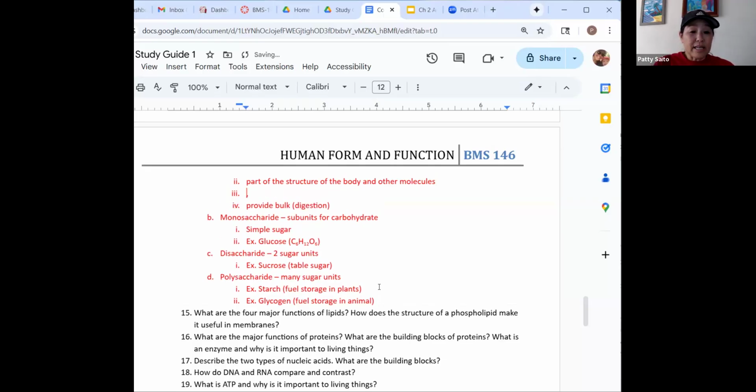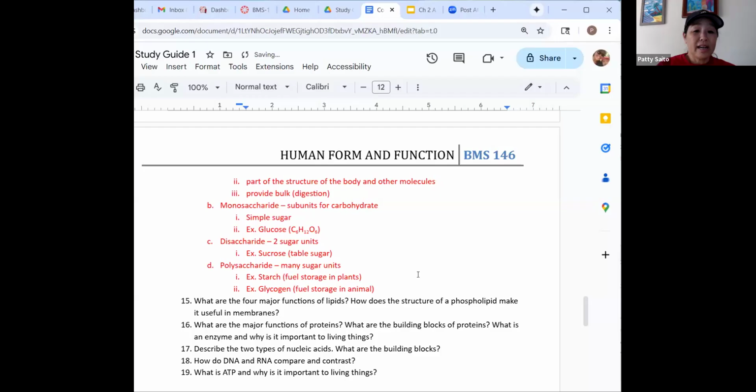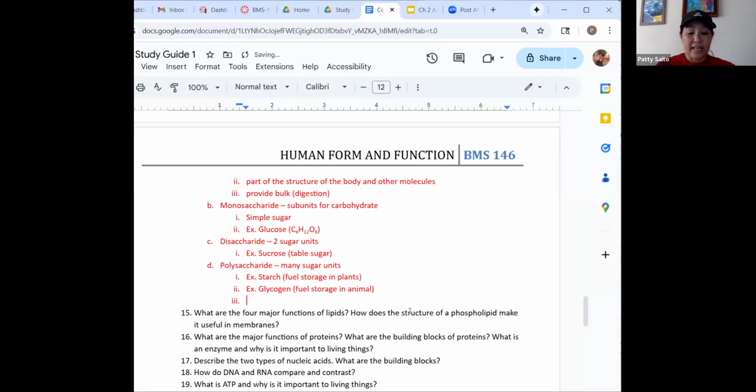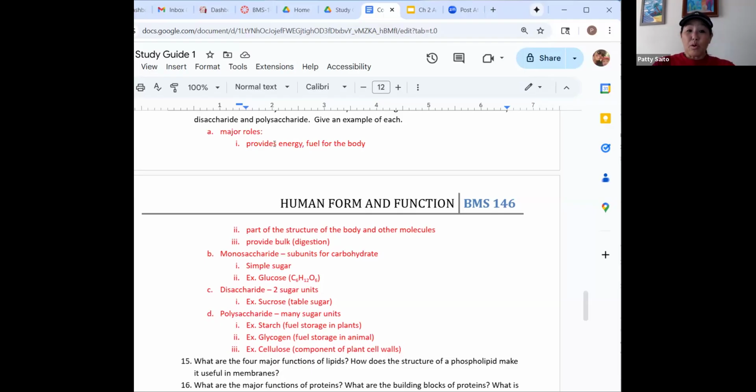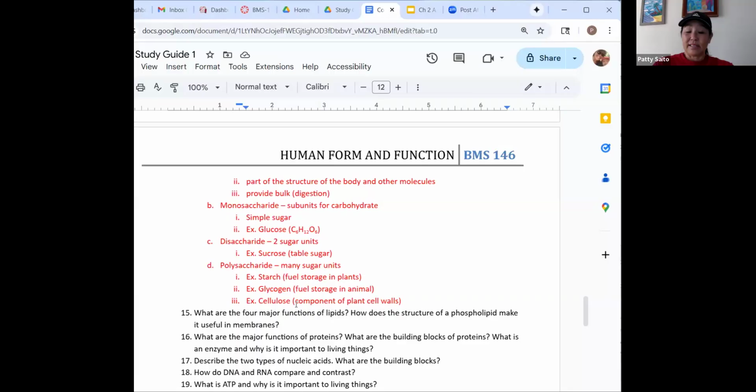All right, and a third type of polysaccharide is cellulose. Cellulose is a component of plant cell walls. I have to include that because one of the major roles of carbohydrates is to provide bulk in your digestive system, and that's provided by cellulose.